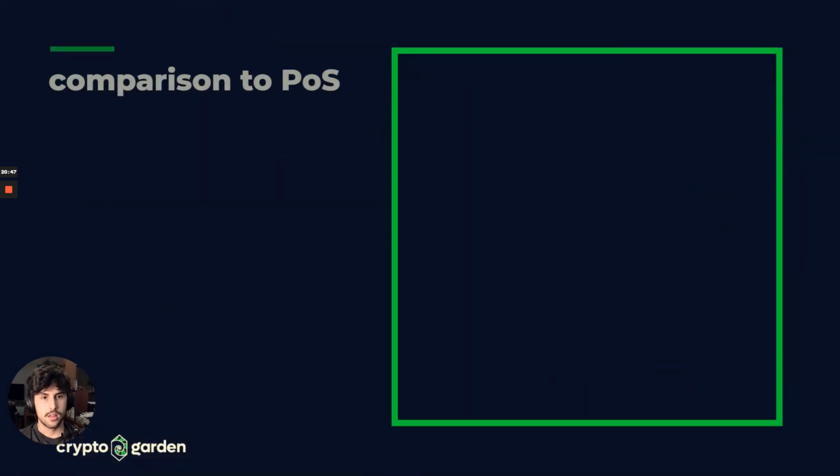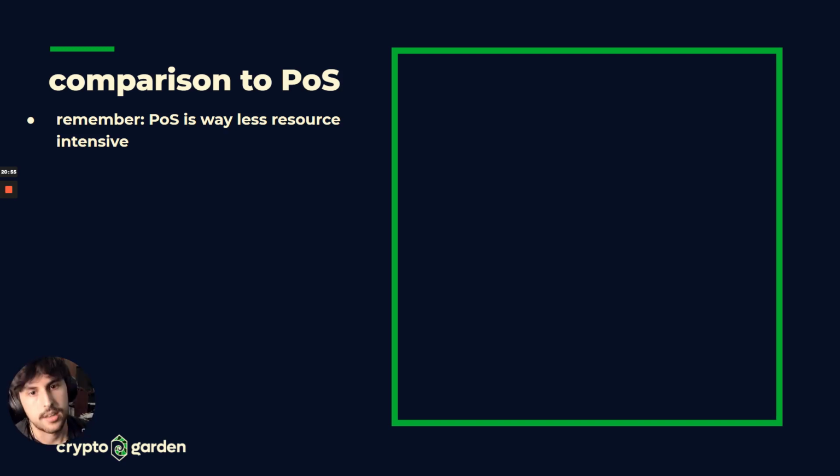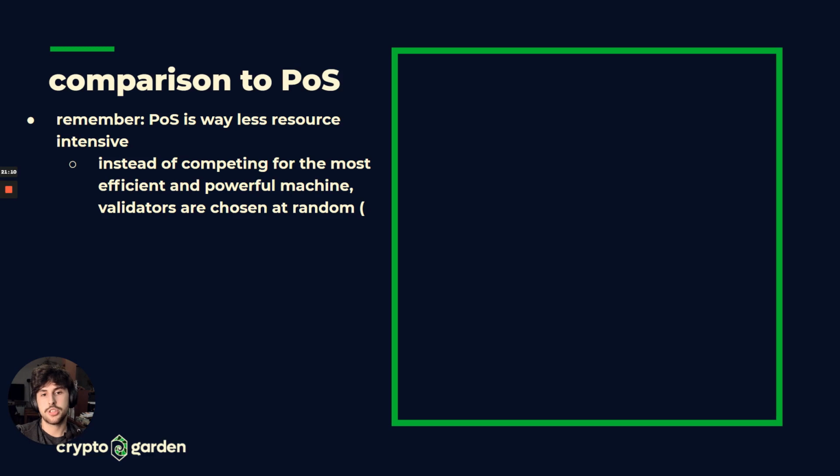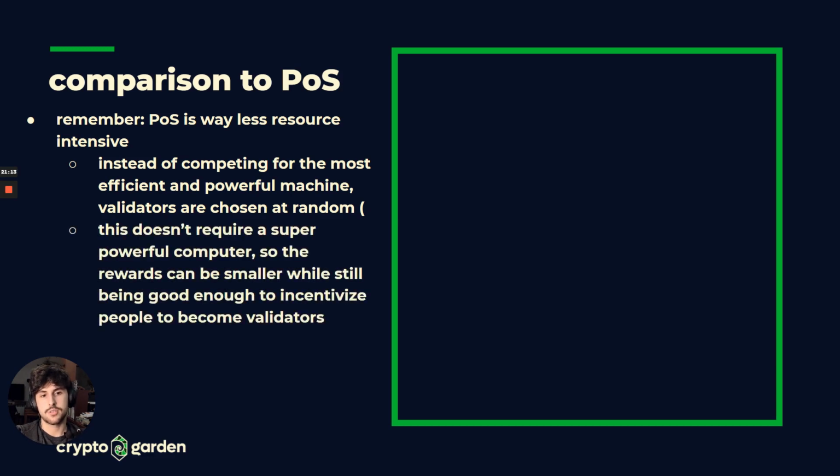Okay. Now let's make a comparison from proof of work to proof of stake. Remember, proof of stake is way less resource intensive. It doesn't require nearly as much computer power. Okay, you can run it on a very simple computer or laptop. Instead of competing for the most efficient and powerful machine, the validators are chosen at random. Okay, and this doesn't require super powerful computers, so the rewards can be smaller while still being good enough to incentivize people to become validators. So if I'm not spending $1,000 in electricity by the end of the month, I don't need to make $1,000 from my mining.